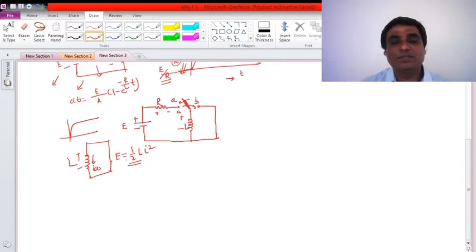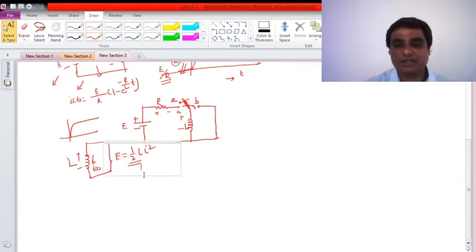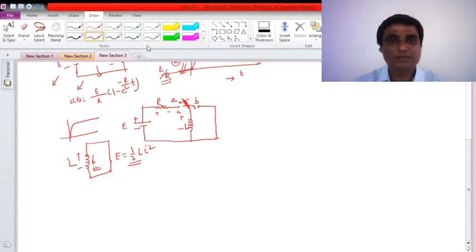Now next, once the inductor has stored the energy, how can we retrieve that energy? That we have to see. So for that, let me slightly modify the circuit. Let me draw it here.